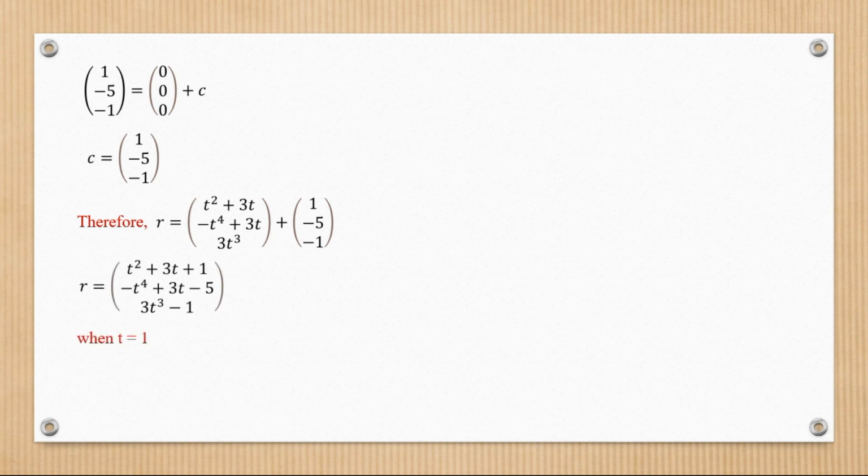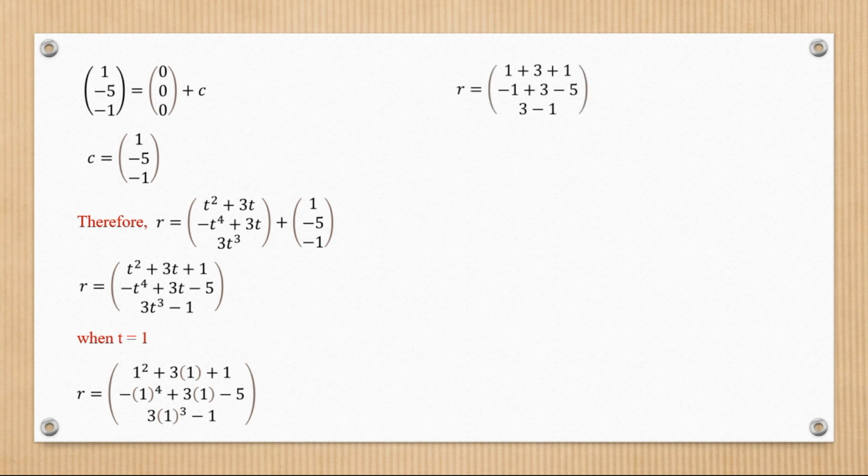Now, being told that we have to find that position vector when time t is equal to 1 second, I'm going to place a 1 where there is t. Then when I multiply everything, I'll have at the top 1 plus 3 plus 1. Next line I'll have negative 1 plus 3 minus 5. Then the next line will be 3 minus 1, which will give me 5, negative 3, 2. So therefore the position vector when t is 1 second is 5i minus 3j plus 2k.